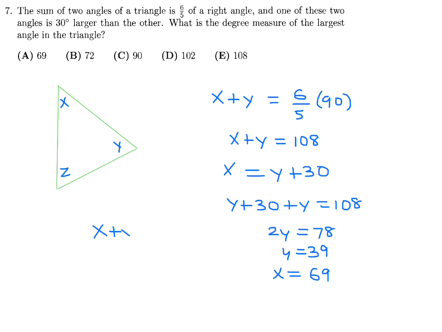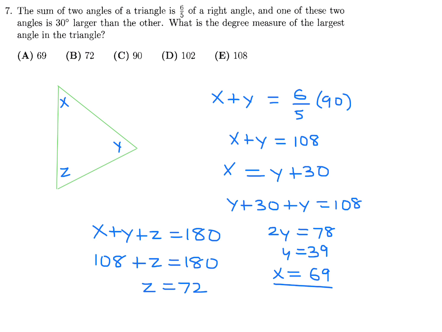So X plus Y plus Z is 180. And therefore, let's see here, well, X plus Y is 108. That's right here. And then plus Z is 180. So that means Z is equal to 72. So X, Y, and Z, among those, the largest is Z, which is 72 degrees. So number 7, the answer is B.